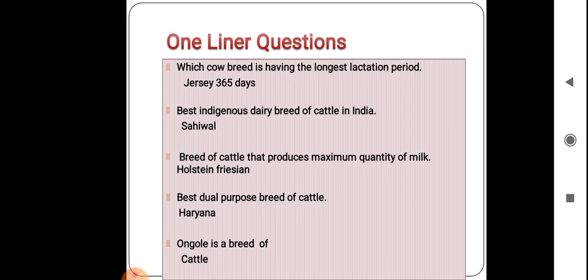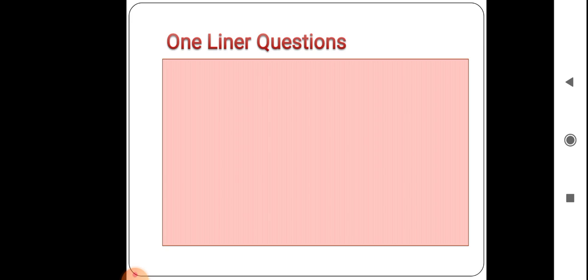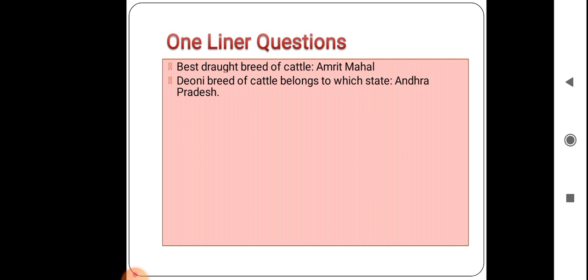Ongole is a breed of cattle. We have discussed this breed. Best draught breed of cattle, it is Amrit Mahal, which is found in which state? Karnataka. Devni breed of cattle belongs to which state? So it belongs to Andhra Pradesh.